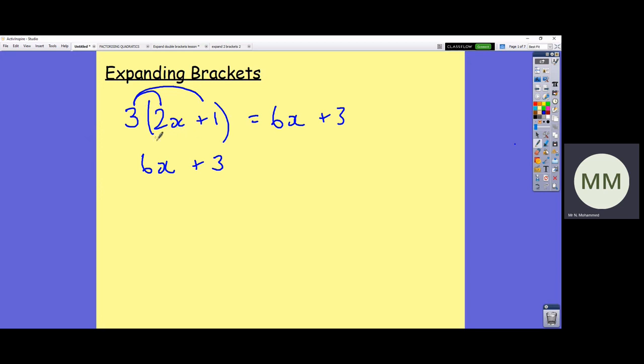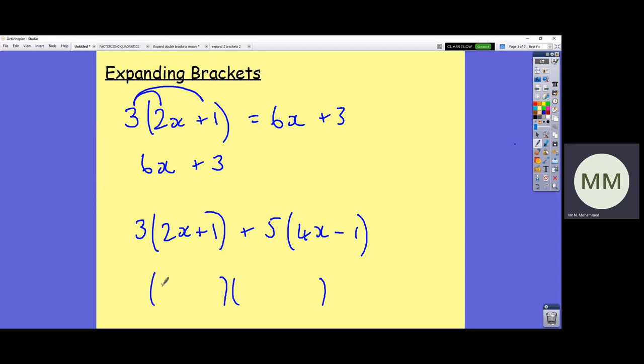This question then moves on to a slightly more difficult question where you've got 2 brackets like this. So you might have 2x plus 1 plus 5 4x minus 1, and you have to expand and simplify this. We will be looking at these types of questions today, and then we will be looking at these types of questions as well, where you've got 2 brackets, double brackets, very common. You expand these and you get a quadratic that you need to simplify.